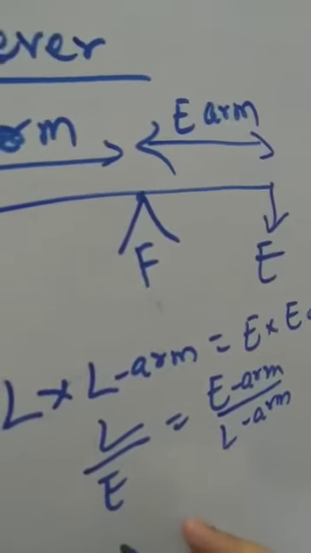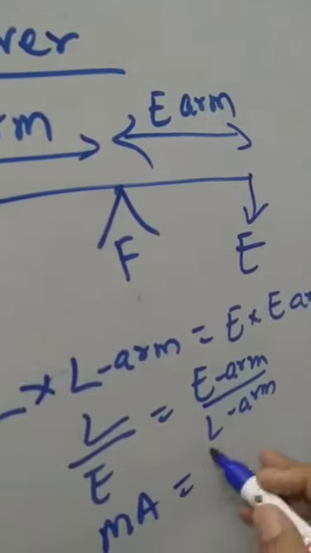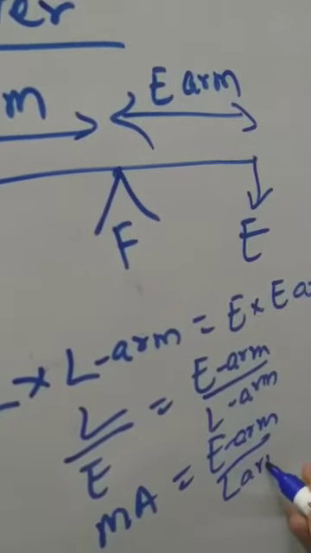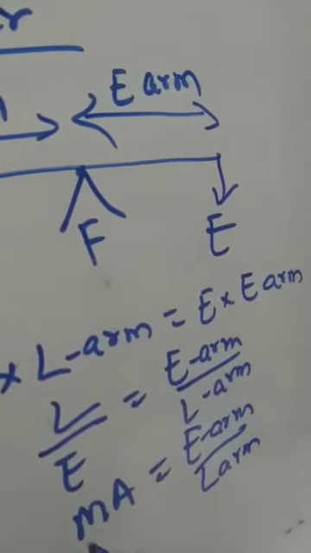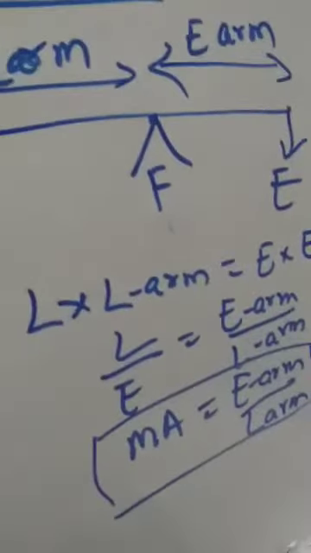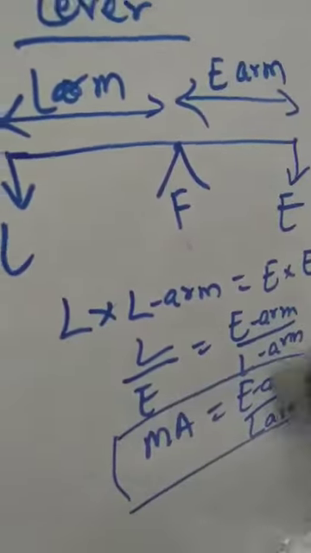So load by effort is mechanical advantage, that is equal to effort arm by load arm. So you can get the mechanical advantage of a lever very easily as effort arm by load arm directly. Now as I was telling, the different types of levers: class 1 lever, where the fulcrum lies between load and effort.